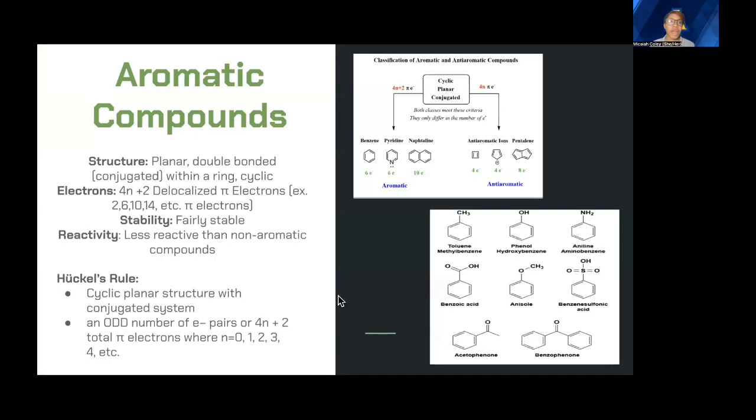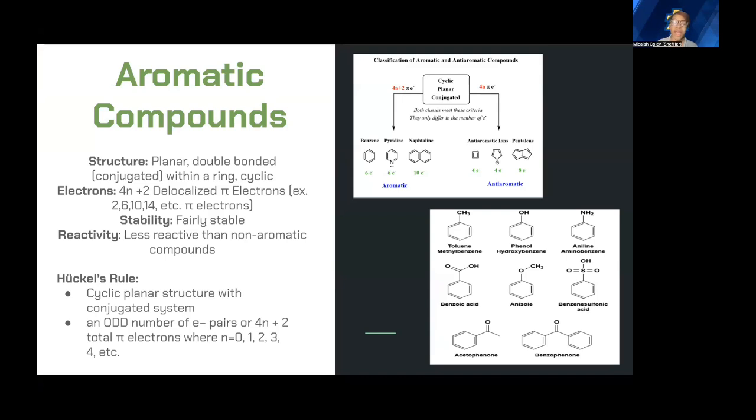So to start, we'll be talking about aromatic compounds. Usually with aromatic compounds, they have a planar structure, they're double bonded, conjugated within a ring, and they're cyclic. As well, conjugated means that there are alternating double and single bonds within a ring, as you can see in the aromatic compound picture at the top corner with the benzene, pyridine, and naphthalene compounds that are, again, conjugated with those alternating double and single bonds.